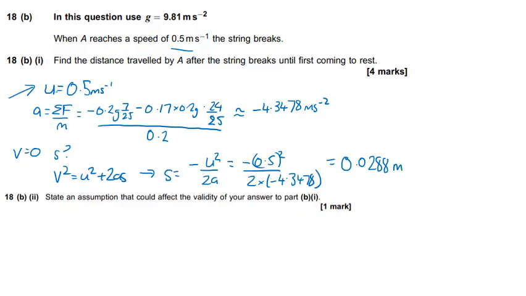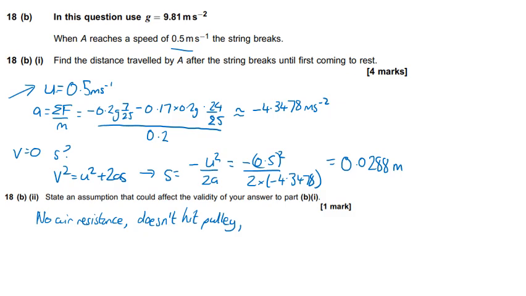B part 2, state an assumption that could affect the validity of your answer in the first part. Well, there are a few things that we've assumed in this problem. We've assumed there's no air resistance in the problem itself. If there was air resistance, it would definitely affect that. We also assume that before it comes to rest, the particle doesn't hit the pulley.